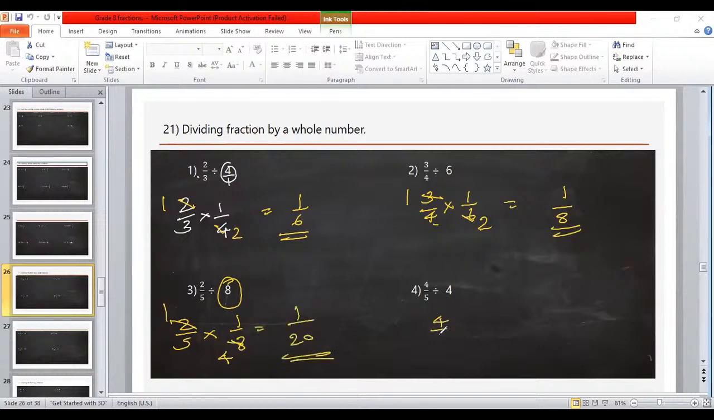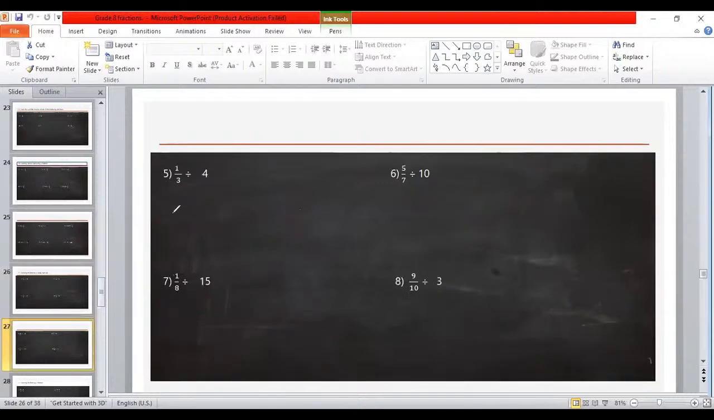4 over 5 multiplied by 1 over 4. Cancel here. 1 over 5. 1/3 multiplied by 1/4.